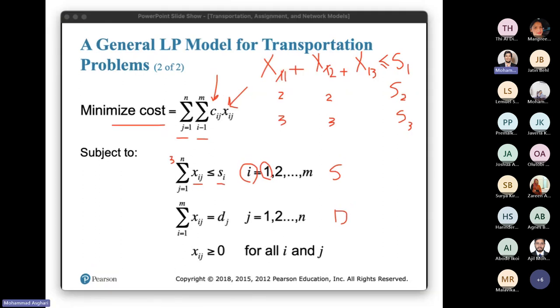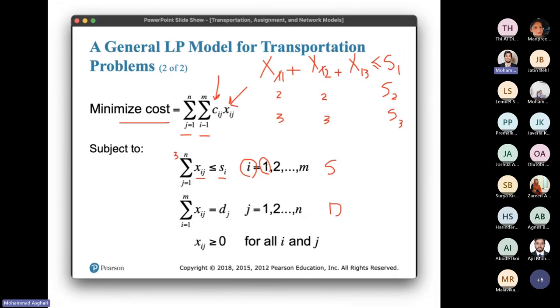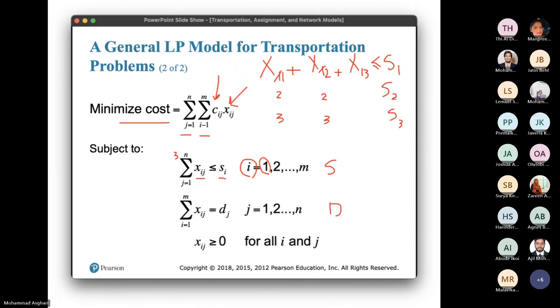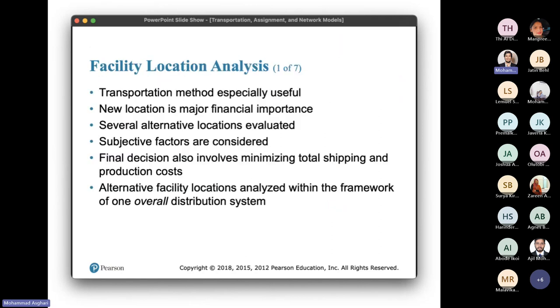So any question regarding this mathematics? No question. Is it clear for you? Okay, great.